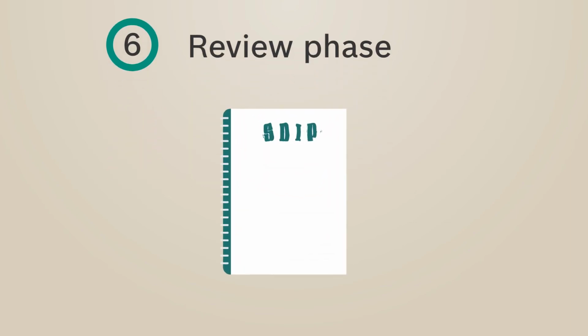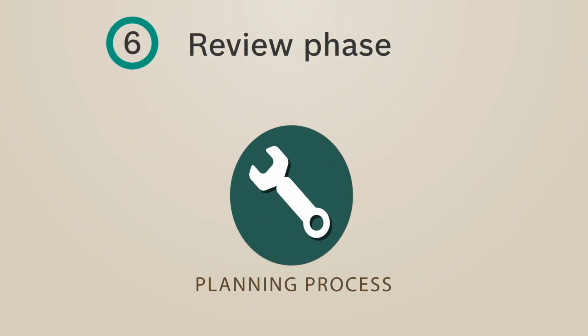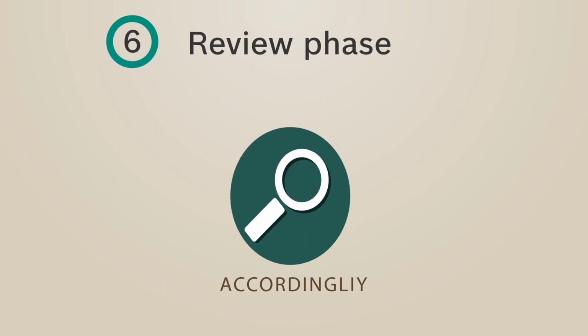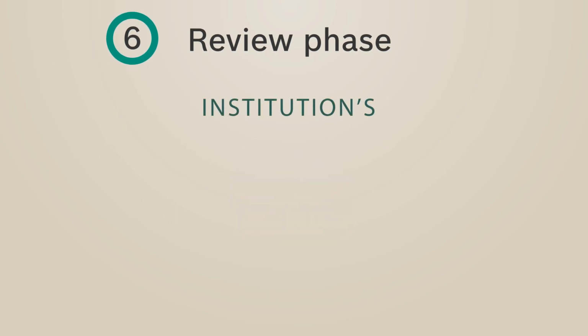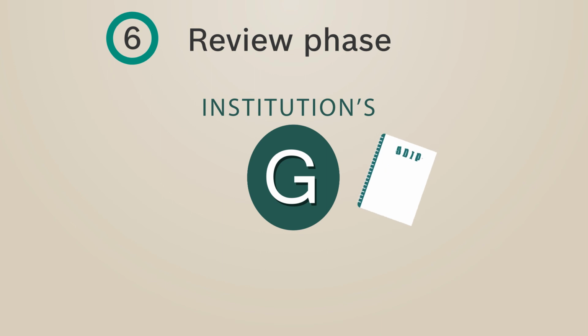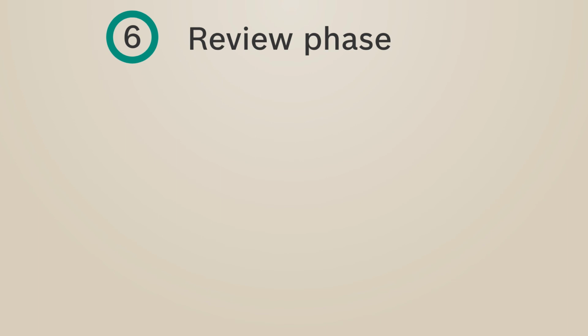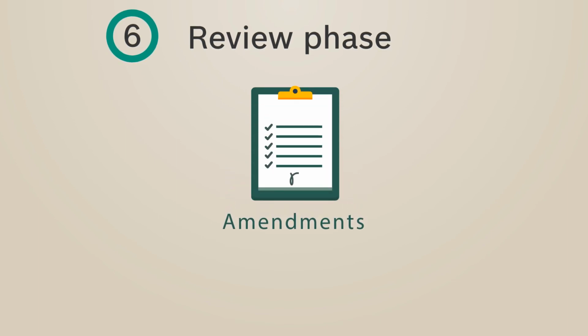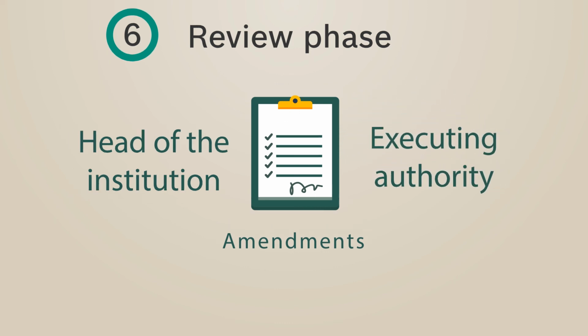The Service Delivery Improvement Plan should be seen as part of the institution's integrated strategic planning process and should be reviewed accordingly as the institution's strategic plan is reviewed. Where the institution's mandate changes due to political changes or change in the strategic plan and government priority areas, the SDIP should also be amended accordingly to reflect this change. These amendments or changes to the SDIP should be endorsed by the head of the institution and approved by the relevant executing authority. And that brings us to the end of the 6 phases.